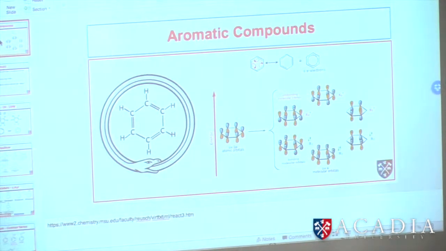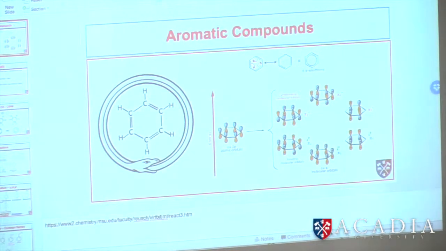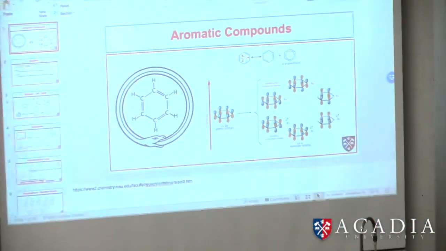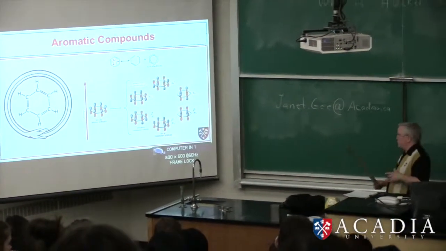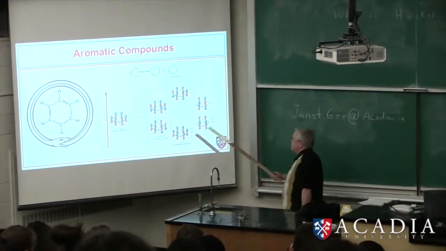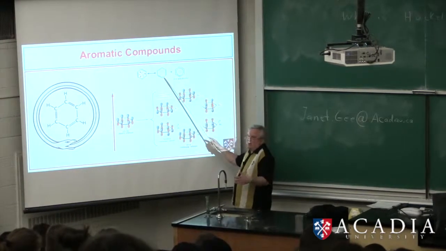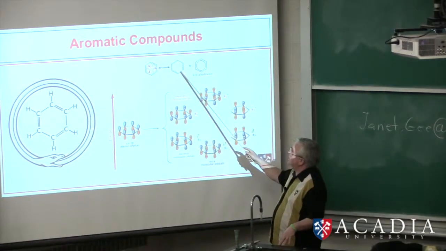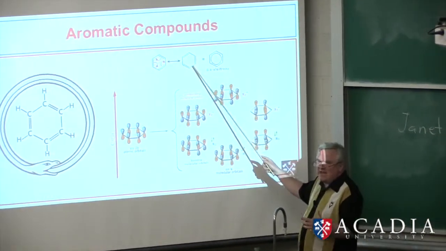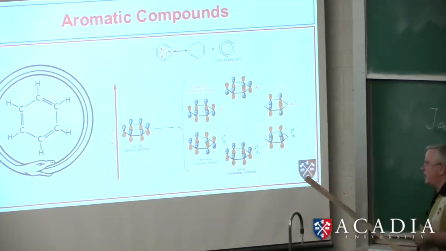The next chapter is aromatic compounds. Okay, so mostly what we'll be talking about at first is just benzene. You guys are used to seeing benzene. Benzene we could think of as a cyclohexatriene, okay, but it doesn't behave like a cyclohexatriene. We're going to learn about that.